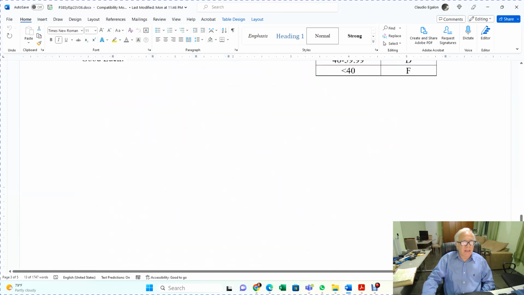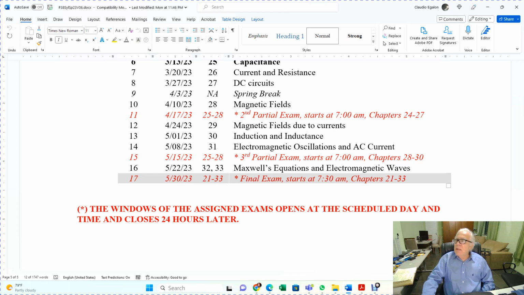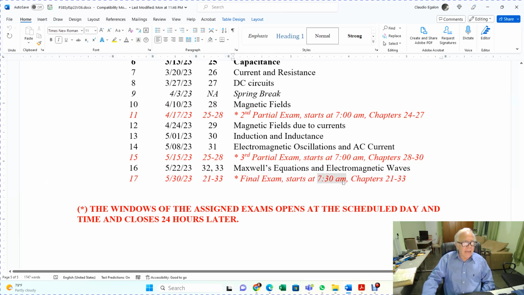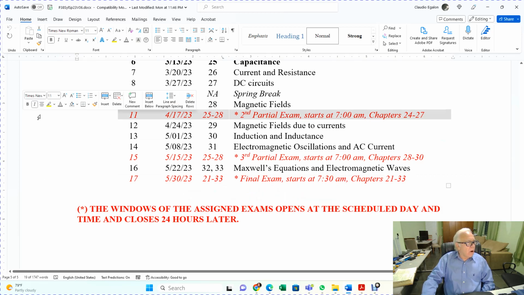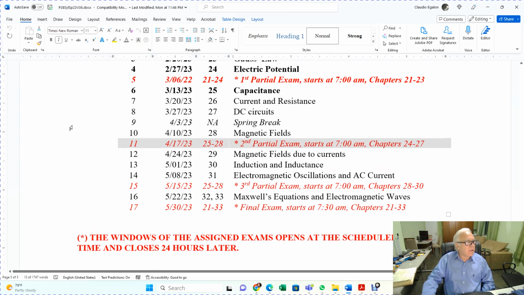One of the updates that I mentioned to you before was the date of the exams, not just the partial exam, but the final exam as well. I changed the date to May 30th, which was originally scheduled for May 29th, to be compliant with the college policies. The final is going to start at 7:30 a.m. and you have a window of 24 hours to do this 2-hour exam. Our second exam is going to be April 17th, after the spring break.